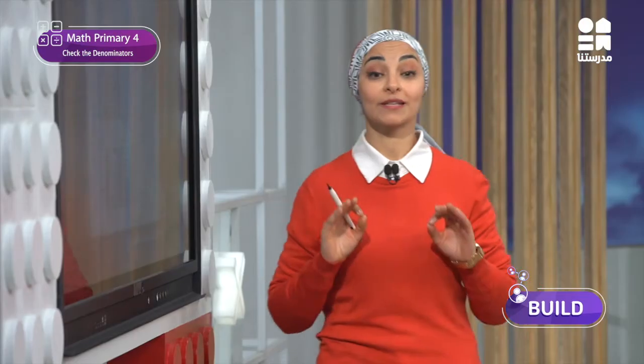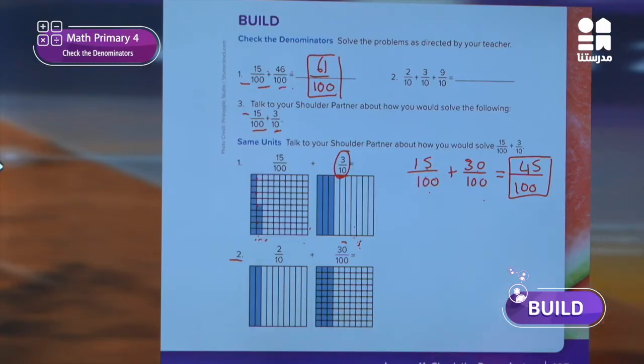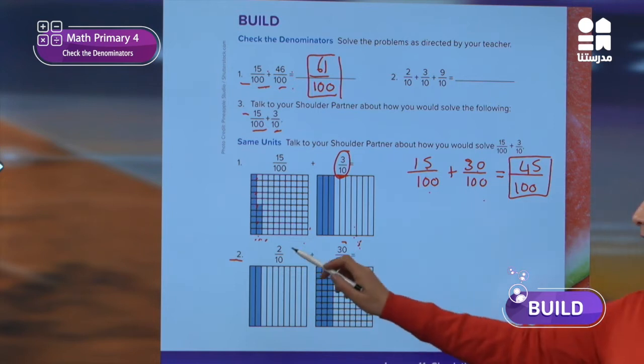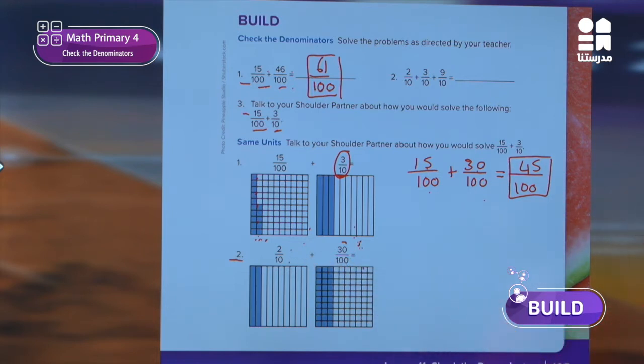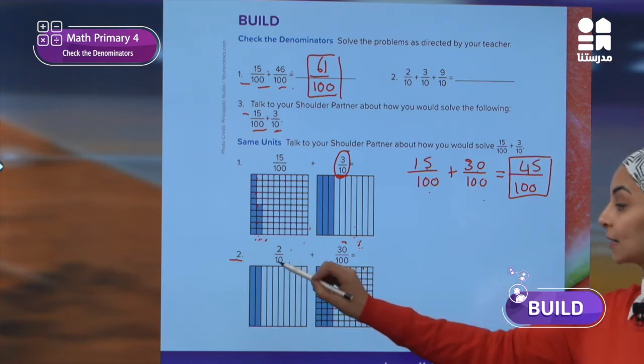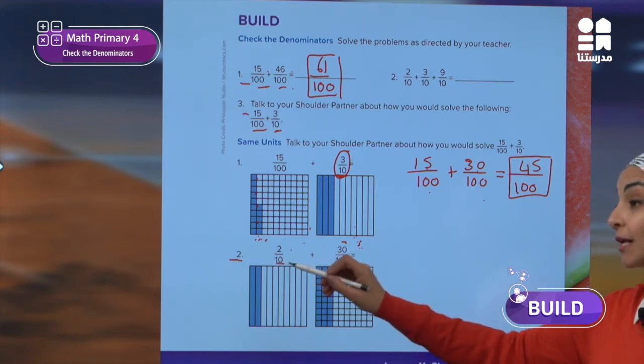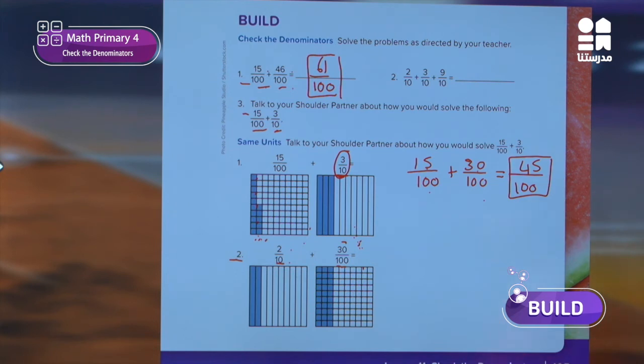تعالوا بقى نطبق the same method in problem number 2. Here as you see problem number 2. طيب مطلوب مننا to add 2 over 10 plus 30 over 100. طيب احنا هنا شايفين ان ال denominators are different. في denominator 10 وفي denominator 100. The two models أكيد مش divided into the same parts.